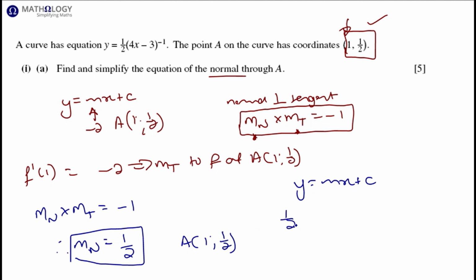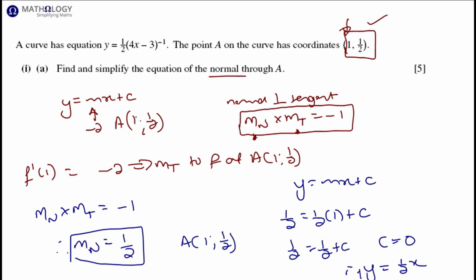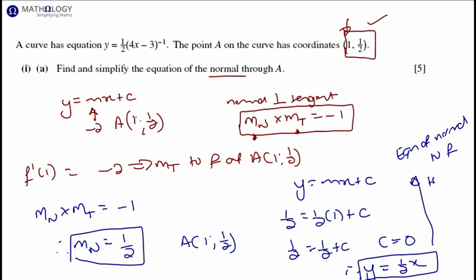So 1/2 = 1/2 times 1 + c. 1/2 = 1/2 + c. c is therefore 0. Therefore y = 1/2 x. This now represents the equation of the normal to f through point A.